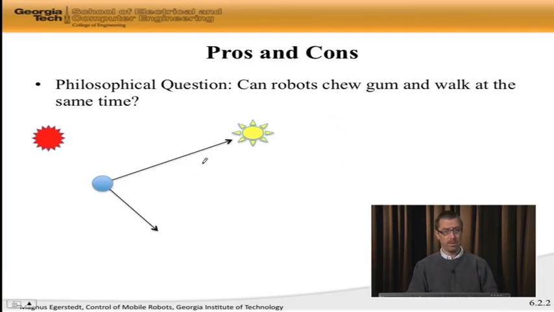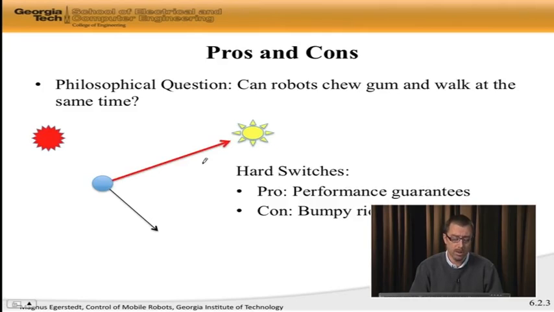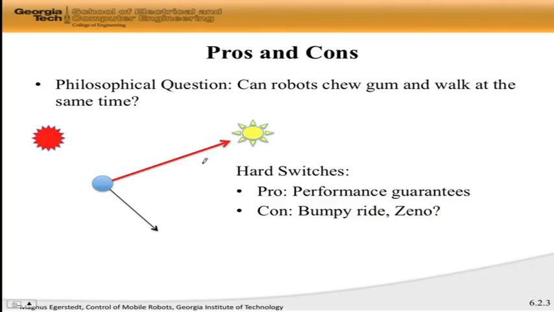So the philosophical question is really this, right? Can robots chew gum and walk at the same time? Meaning, can they do two things, or should they do two things, or should they really only be doing one thing? So the same cartoon here over on the left, where the black arrows again are the directions in which we think that the robot should go. So if we're going with the hard switches paradigm, what's going on is when we're, let's say, far away from the obstacle, then the robot should be doing nothing but going towards the goal, which I've illustrated here with a red arrow saying that right now, that's all the robot is trying to do. And then when it gets, let's say, closer to the obstacle, it switches completely to the other direction, which is, in this case, straight away from the obstacle.